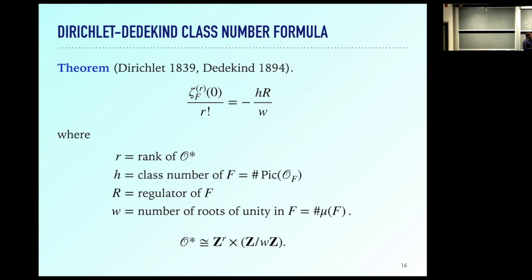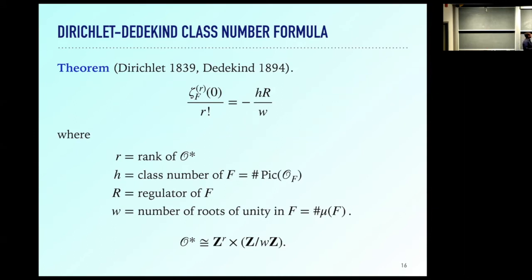This is basically the group that I defined before, except it's not the narrow one. It's a quotient of that. So up to a power of 2 it's the same as what I wrote earlier. R is what's called the regulator of F. I'll have to define this later because it's more complicated. It has to do with the units, again, in O star. And W is the simplest invariant. It's just the number of roots of unity in F. So it's the size of the torsion subgroup of O star.